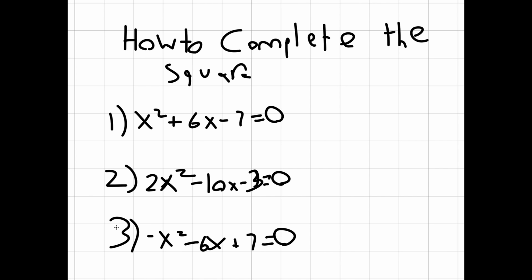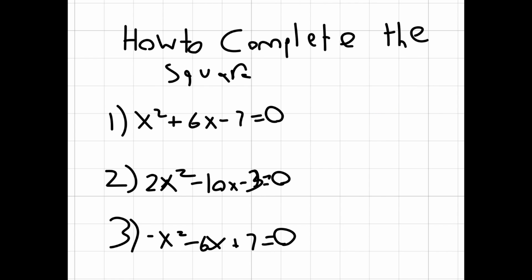So the whole point of completing the square is so that we can get it into a form (x + y)² = z. Not c, that's a backwards z. Anyway, (x + y)² = z, and then you can take the square root of both sides, and then you can solve. That's the whole point. So that's what we're going to be trying to do here.